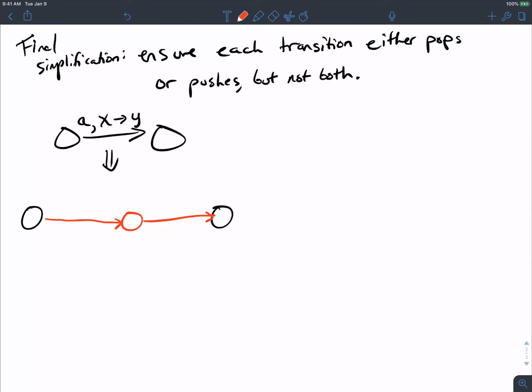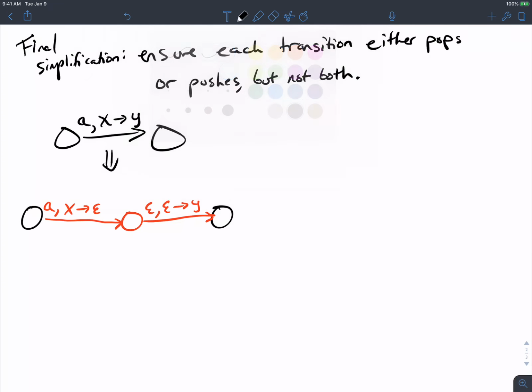So this red state is a completely new state. It's never been seen before. And what we're going to do is we're going to pop on that transition and don't push. And on the second transition, we're going to not pop and then push. It doesn't actually matter which transition actually reads. I like putting the read transition on the first one and no read on the second, but it doesn't actually matter here. As long as we're doing the pop first and then doing the push, okay?